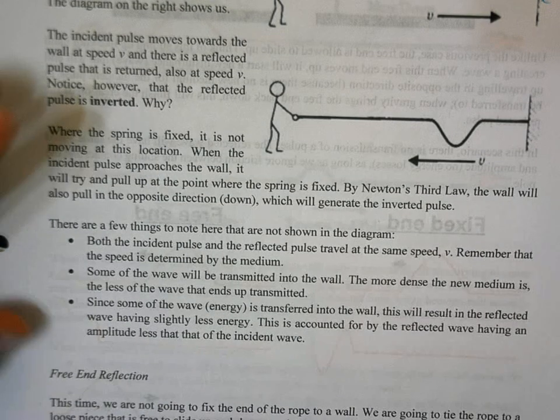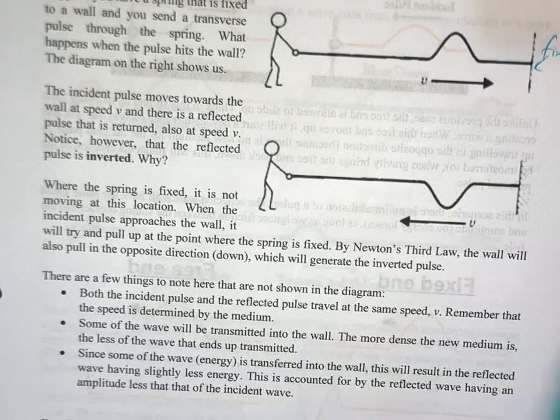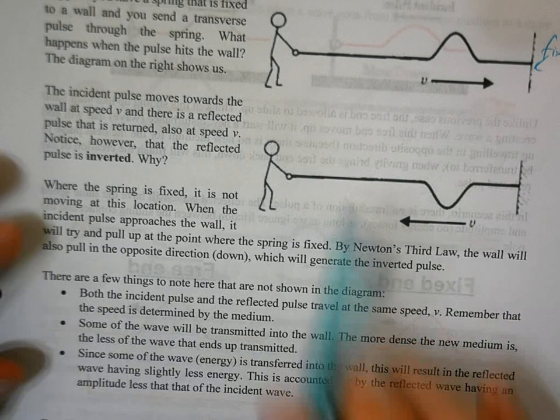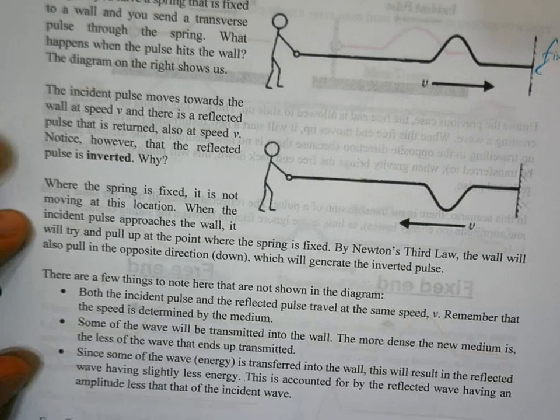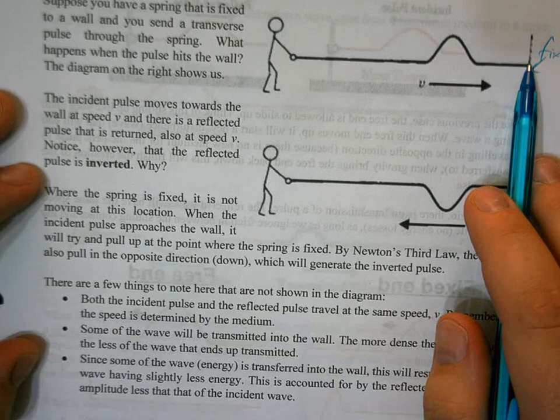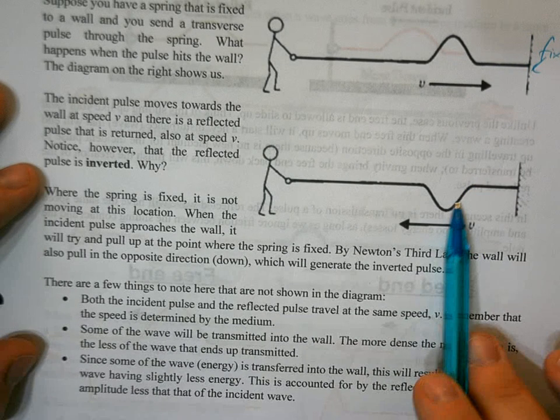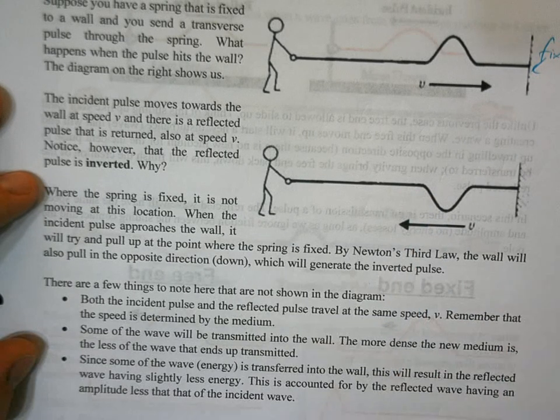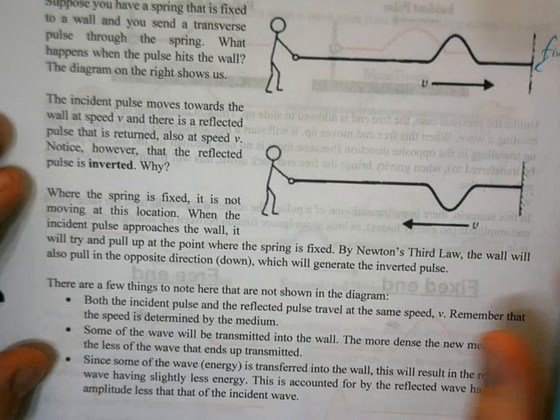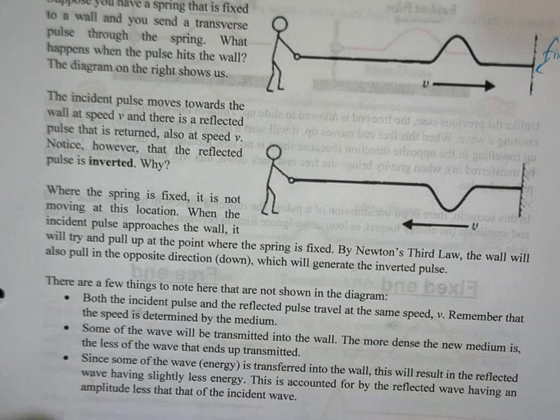Now, the thing you want to keep in mind is that the two pulses have the exact same speed. They're traveling in opposite directions, but their speed is the same. The reason for that is the speed is determined by the medium. The medium has not changed, so they are going to have the same speed. Some of the energy is probably going to be transmitted into the wall to cause very, very tiny vibrations. So you'll notice the amplitude of this reflected wave is probably a little bit decreased, just because of some energy loss. But amplitude changes do not affect the speed. The speed is dictated by the medium.